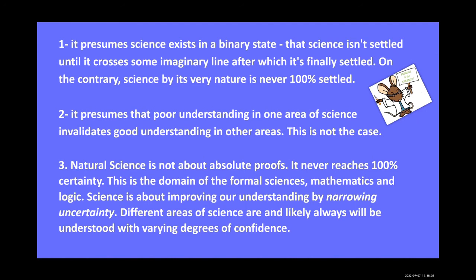And lastly, natural science is not about absolute proofs. This is the big one. It never reaches 100% certainty. This is the domain of the formal sciences, mathematics and logic. Science is about improving our understanding and narrowing uncertainty. That's a big one. Remember that. Different areas of science are and likely always will be understood with varying degrees of confidence.